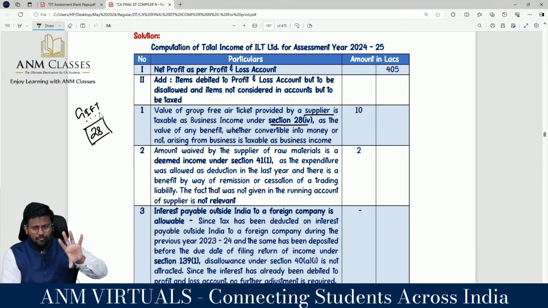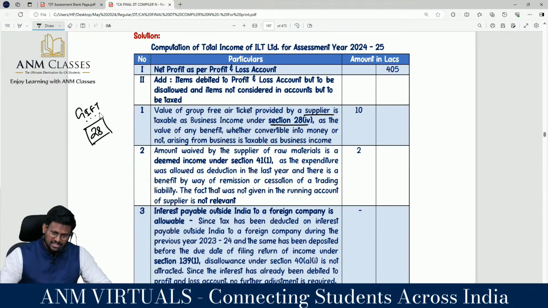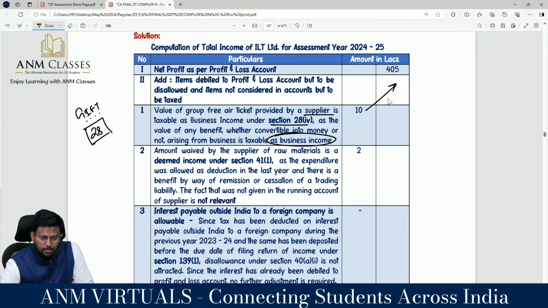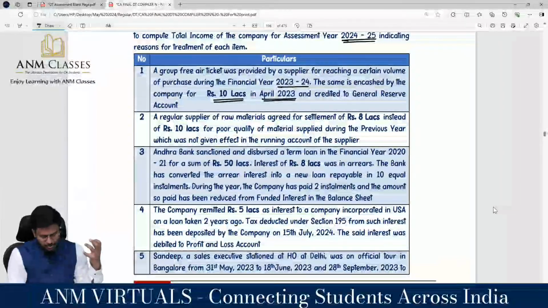So my dear lovable students, for that only there is TDS under 194R on perquisite. If it exceeds 20,000, the person has to deduct TDS under 194R. The value of any benefit, whether convertible into money or not, arising from the business is taxable as business income. So as per section 28 clause 4, any gift or perquisite received in the course of business or profession should be taxable as PGBP income. Right? So this 10 lakh should be added to the net profit. So to the net profit of 405 lakh, we have added how much? 10 lakh. This is the first adjustment. I am moving into the next adjustment.